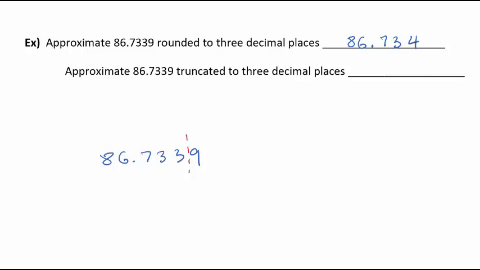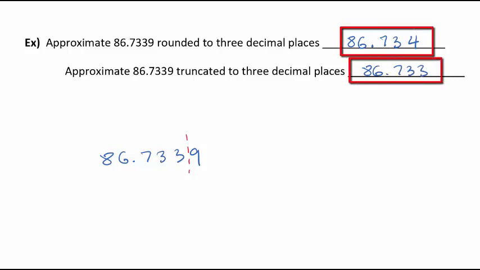Approximate 86.7339 truncated to 3 decimal places. So we just write the 3 decimal places here, 86.733. We don't round the number.